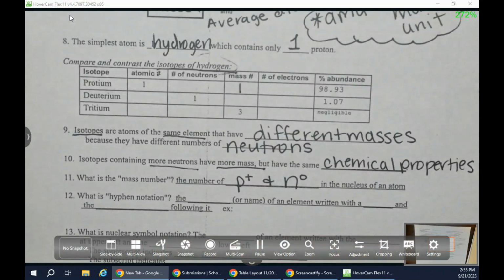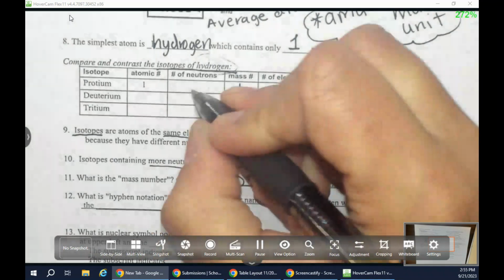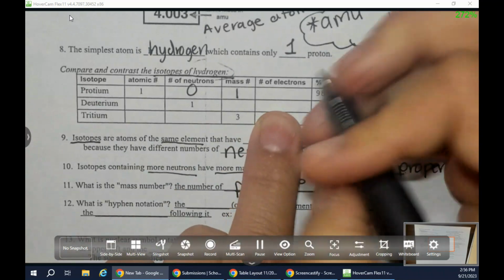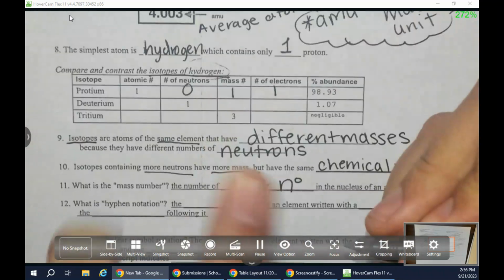How many neutrons do I have? Zero. Good. So protium is just a proton. That's kind of what we're calling it. You have a proton and you have an electron because it has to balance it out, but you don't have any neutrons. Nothing else in that nucleus. So the number of electrons is going to be 1 because they have to balance out.